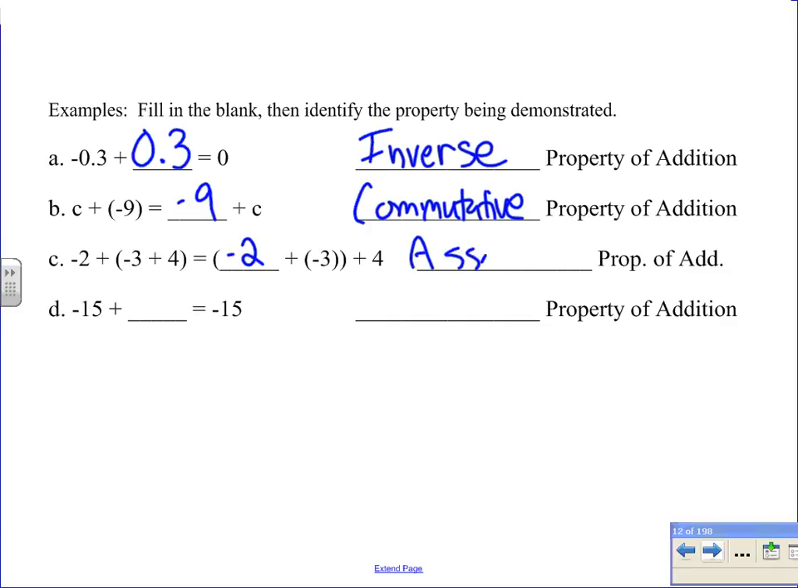Good job. Associative property of addition. The way you group numbers does not matter. This goes for addition and multiplication. Okay, what about the last one, Matt?